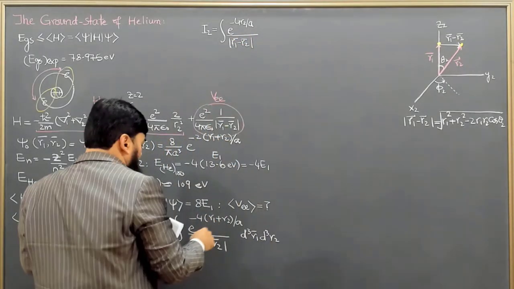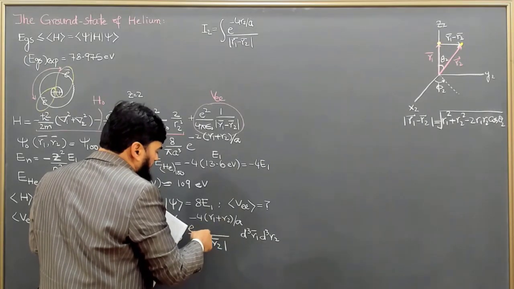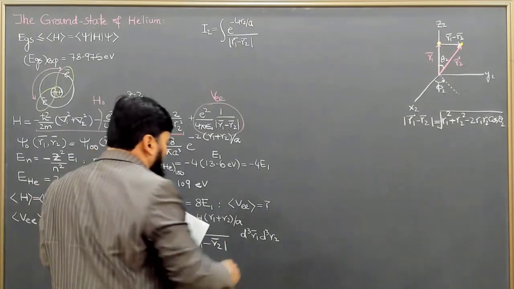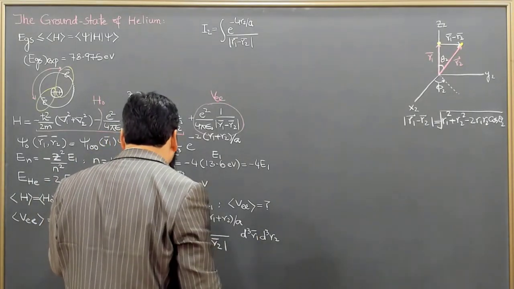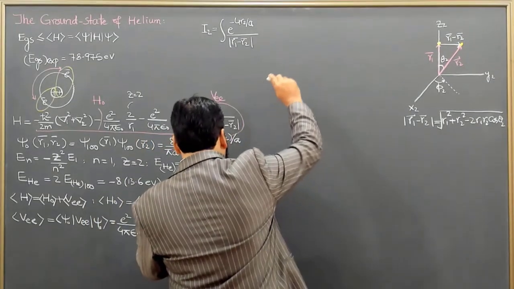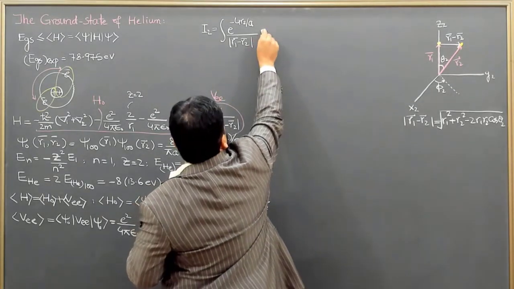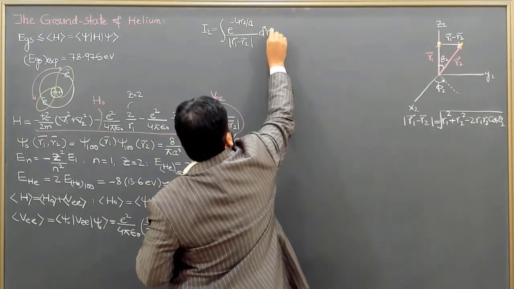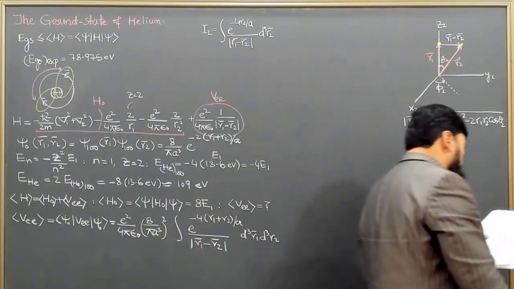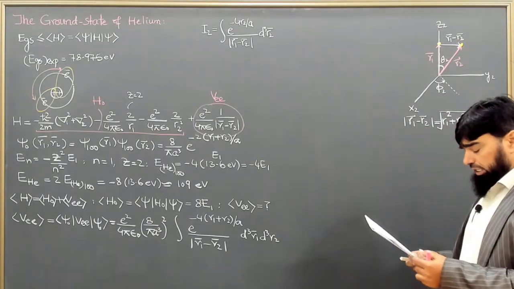Because I can break this up, I can write this as e to the power minus 4 r1 over a multiplied with e to the power minus 4 r2 over a, one with d cube r1 and the other with d cube r2. So minus 4 r2 over a, and then this will be d cube r2. This way we are going to solve this integral.